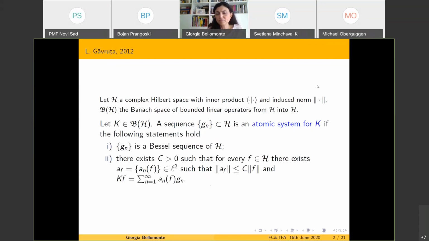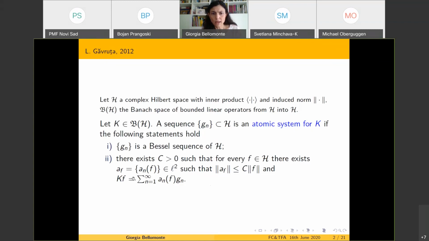My work originates from a paper by Gavruta in 2012, and she considered a bounded operator K in a Hilbert space H and a sequence of vectors in H, and she said that the sequence was an atomic system for K if it was a Bessel sequence of H, and if there exists a positive constant C such that for every f in the Hilbert space there exists a sequence in l2, a sub f, such that these two conditions hold true.